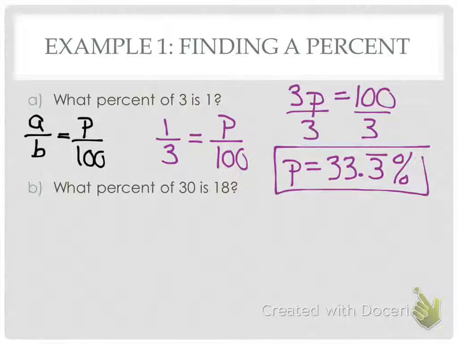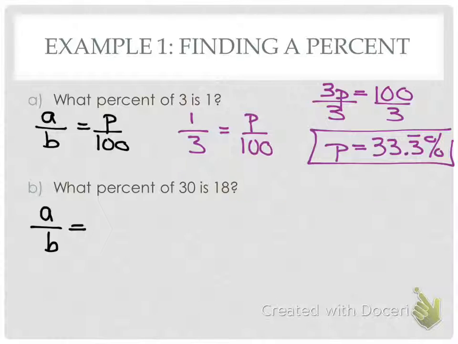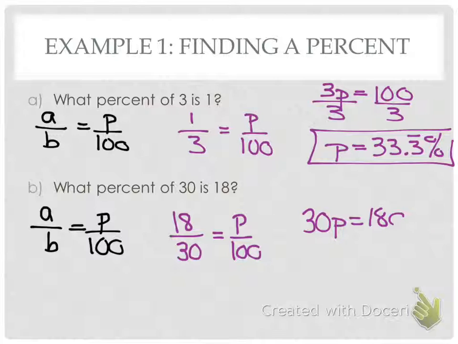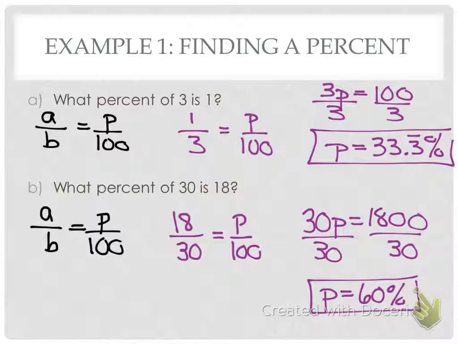and do B. Try to do B on your own. All right, so we start with our formula. What did we plug in for A? 18. What do we plug in for B? 30. And P over 100. Do our cross products. And what'd you get for P? 60. All right, 60%. Who got it? 60%. Awesome. Good job, guys.